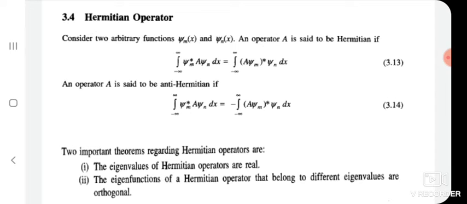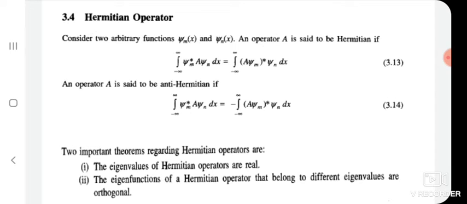If both sides are exactly opposite, means the integral of psi star m A psi n dx is equal to minus the integral from minus infinity to plus infinity of (A psi m) star psi n dx, it means they are opposite, or a minus sign is there. That's why the operator A is said to be anti-Hermitian. If both sides are same, then it is called a Hermitian operator. If a minus sign is there, it is called anti-Hermitian.